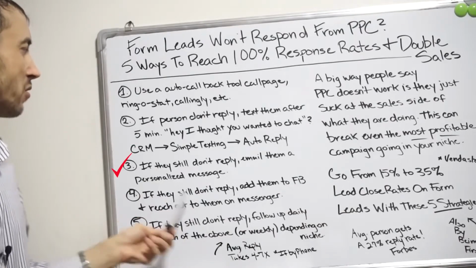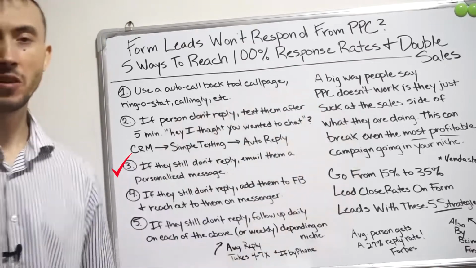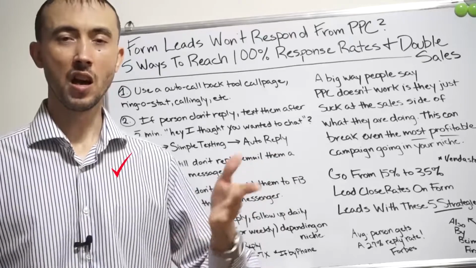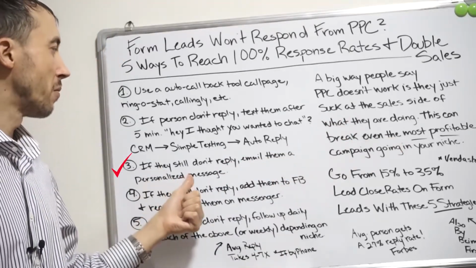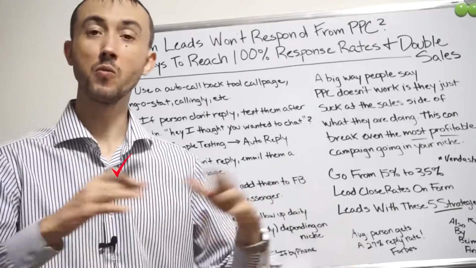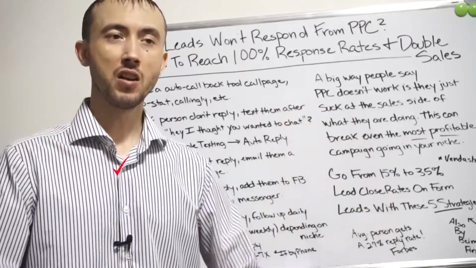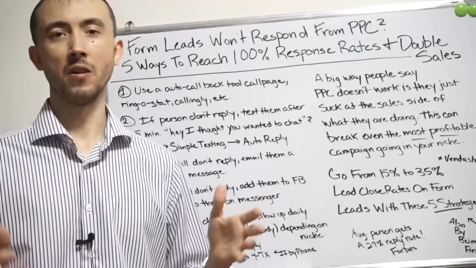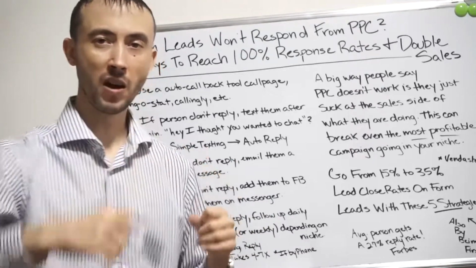Third thing, if they still don't reply, email them a personalized message. Everybody already is doing email, but going back to what I said before, don't just look like the average Joe Schmo salesperson. Actually email them and say, hey, thank you for contacting me. What the average person would do would say, thank you for contacting us. Whenever you're ready to have a conversation, you can give us a call, whatever. No, you want to seem like it's just a friend talking to a friend.